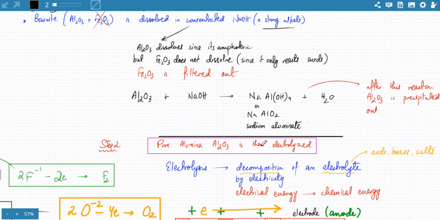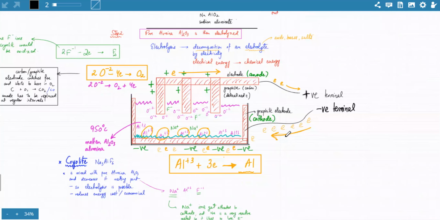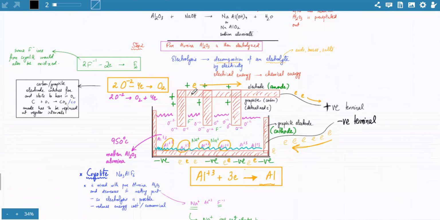And once you have the pure alumina, it is then electrolyzed, which is this diagram over here. You have to remember everything. The graphite anodes, and the container itself is the graphite cathode. Aluminium ions gain electrons on one side. Oxygen ions lose electrons to form oxygen gas at the other side. The temperature is 950. What you add is cryolite to the mixture so that the melting point decreases and the cost of the process decreases, so that the whole mixture melts easily.